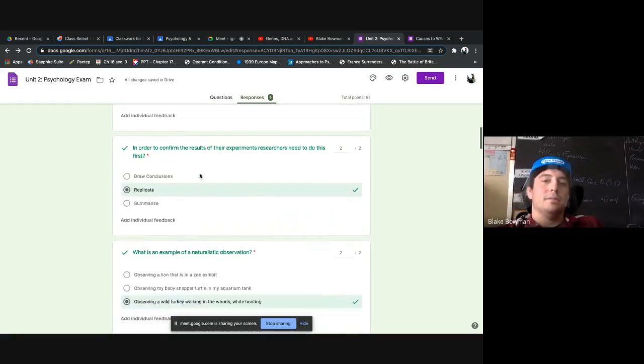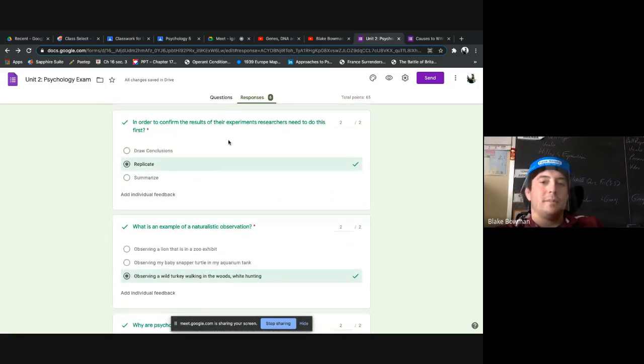All right, in order to confirm the results of the experiments, researchers need to do this first: replicate it. We all know that you can't draw a conclusion or summarize your data until you replicate your study to make sure that all variables are accounted for, okay, and there's no confounding variables that might skew your data.